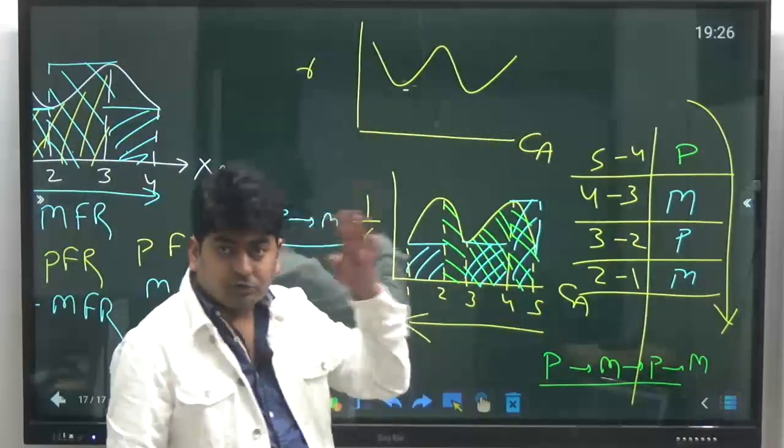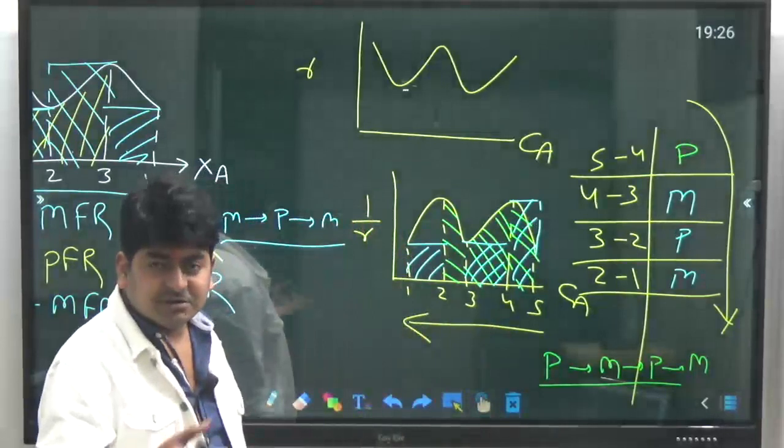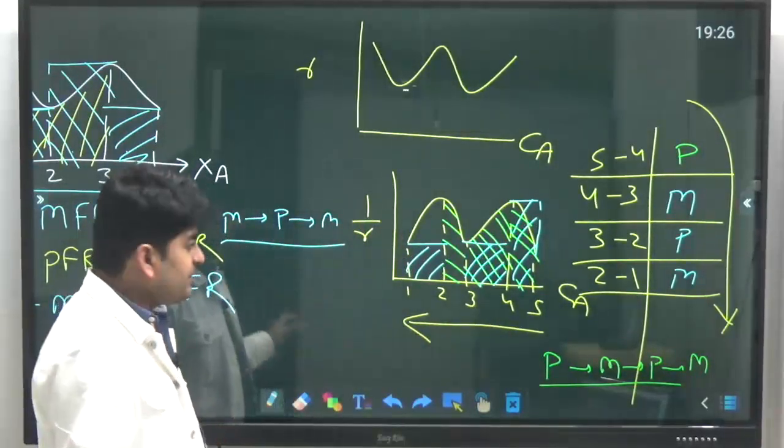Okay, say MFR, MFR, PFR, MFR, PFR. You should know the directions. Okay, and it's very easy to understand. Concentration decreases, conversion increases throughout the process.